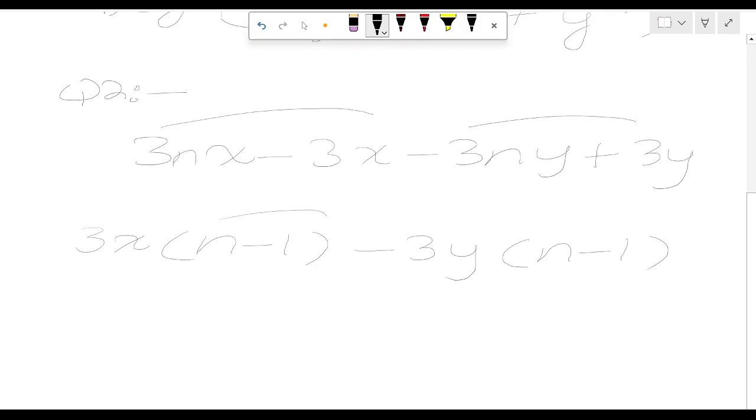So if we take n minus 1, the other factor will be 3x minus 3y. So this will be your final answer for question number 2. You do not need to solve it further.